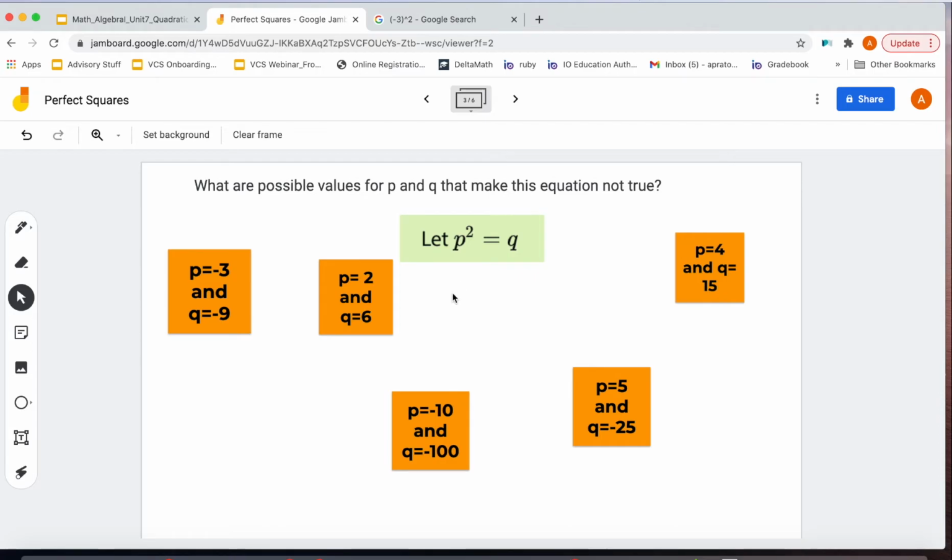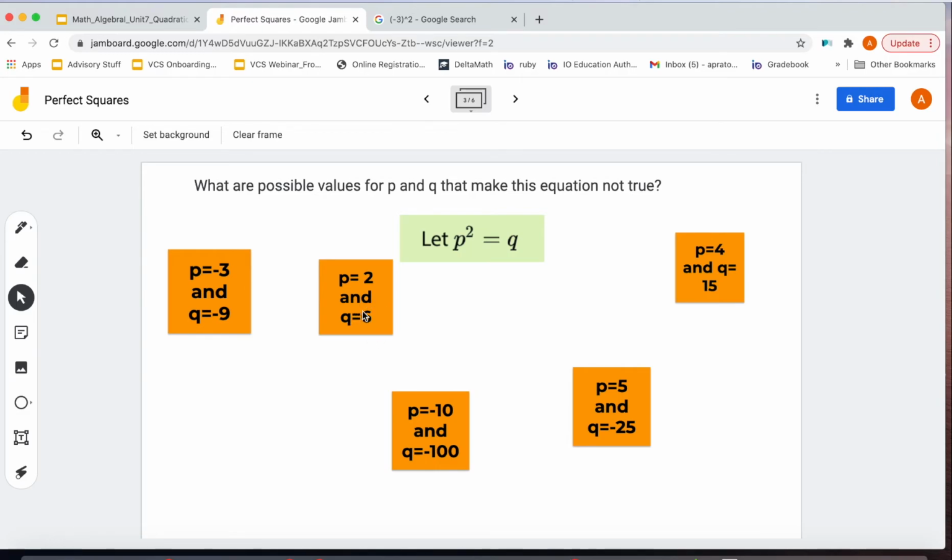What are possible values of p and q that make this equation not true? Okay, so we have some things like 2 and 6, right? We obviously know 2 times 2 is not 6. Interesting, 4 and 15. Well, 4 times 4 would be 16. And you can have students explain why this does not make it true.